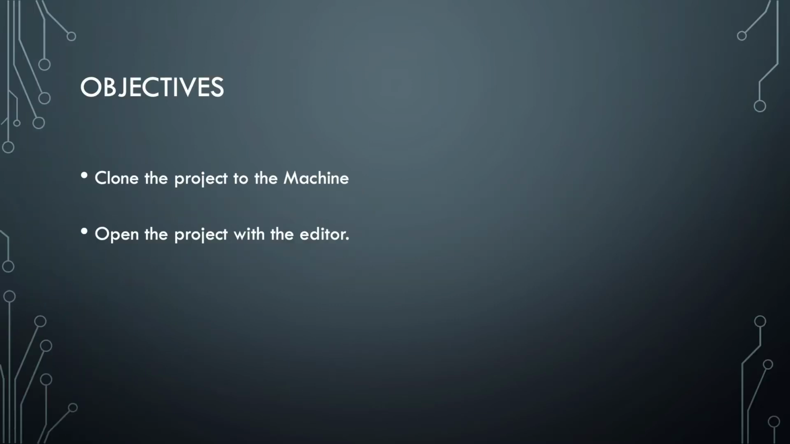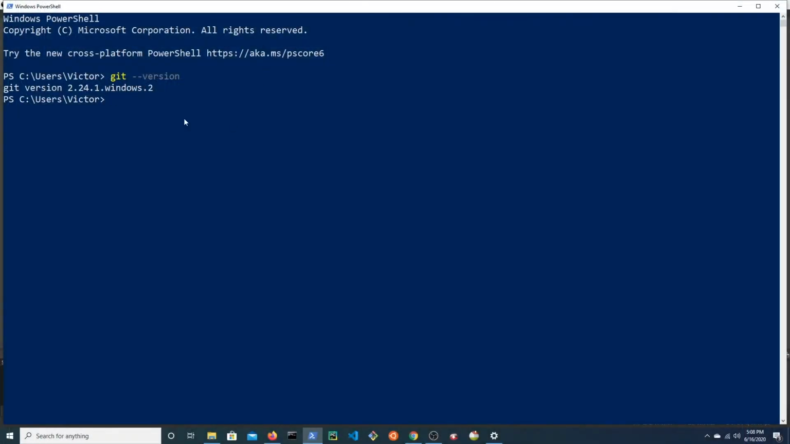In this video, we're going to clone the project to your computer, and then we're going to open the project with the editor. Open PowerShell or Command Prompt in Windows or Terminal on Mac. Navigate to the location where you want to store your project. Remember that on Windows you use backslashes and on Mac you use /. Open the project repository and click the green button that says Clone or Download.